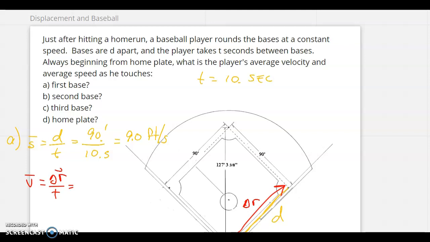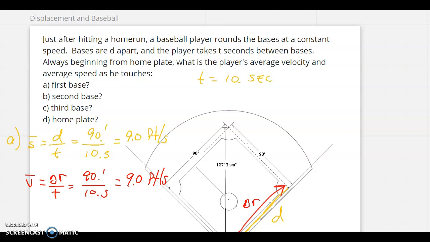I just want the average velocity's magnitude in this case. And so I'm going to erase the arrow off the top of this displacement as well. And so I'll say that's 90 feet in 10 seconds. And that means 9 feet per second. Right? Yeah, I mean, if you wanted to put a direction on there, it could be toward first base.